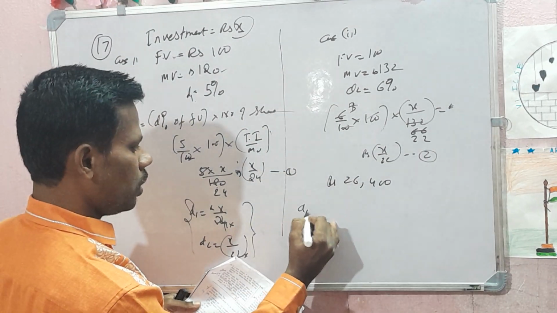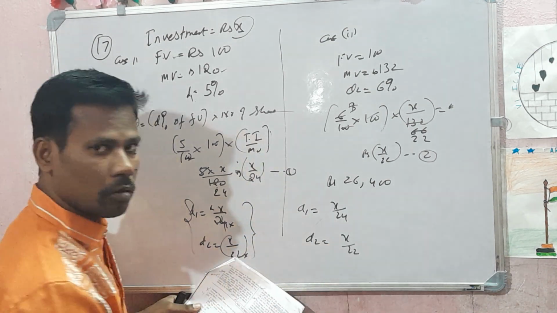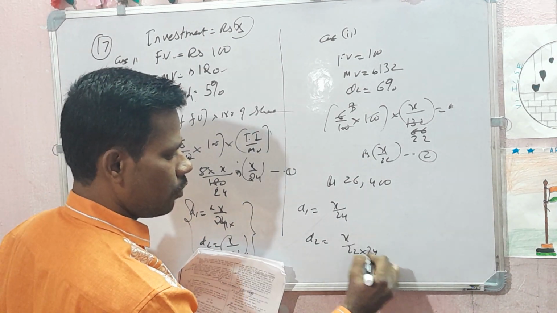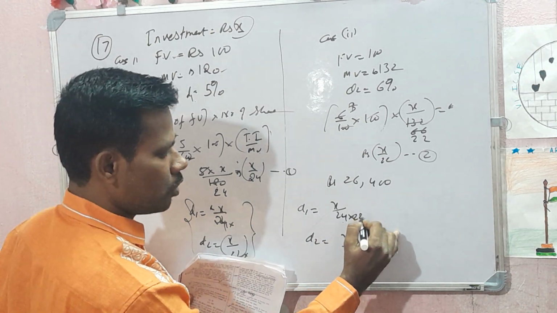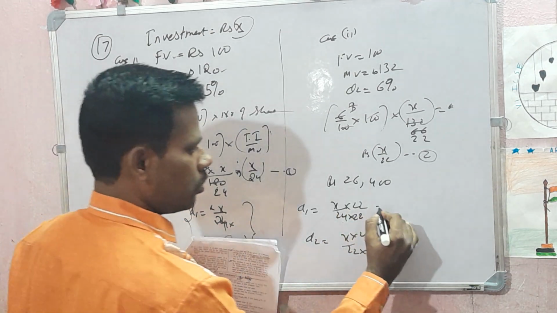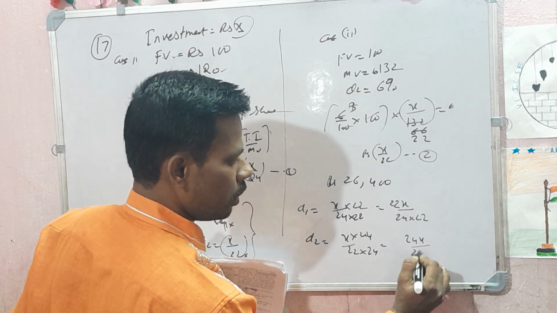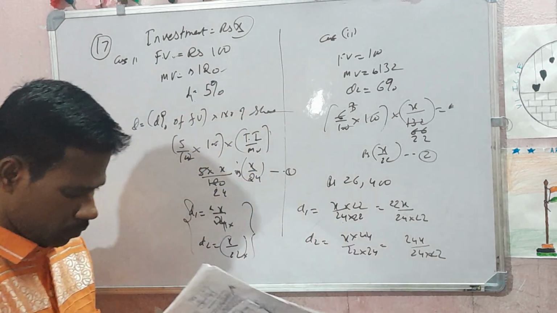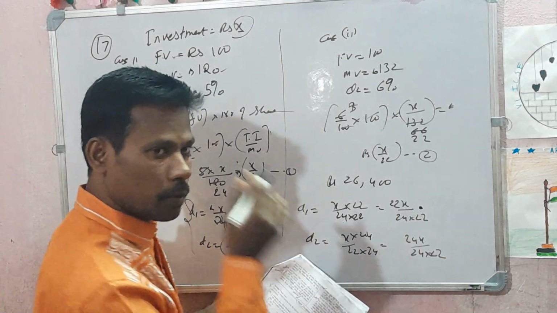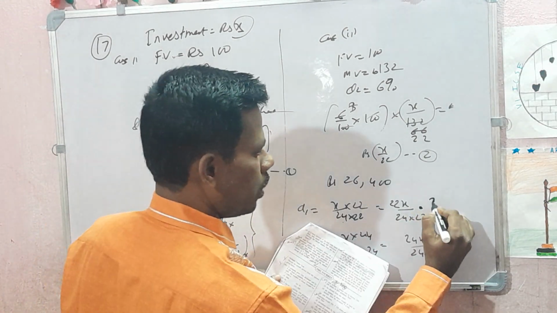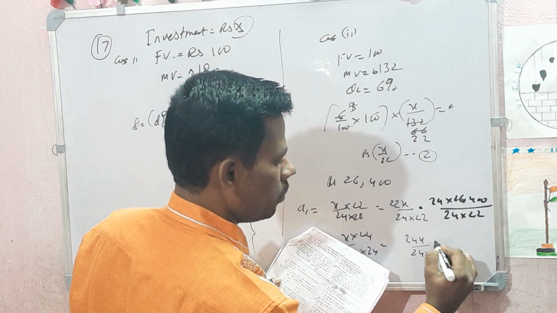So simply what you have to do, dividend D1 is equal to X by 24, D2 is equal to X by 22. I told you to make the denominator the same. So here 24, here also 24. Here 24 is there, the denominator 22, here also 22, right? So 22X by 24 into 22, this one 24X by 24 into 22, right? Next, what is asked is X, how much you put in the investment? 26,400. 24 into 26,400 by 24 into 22.